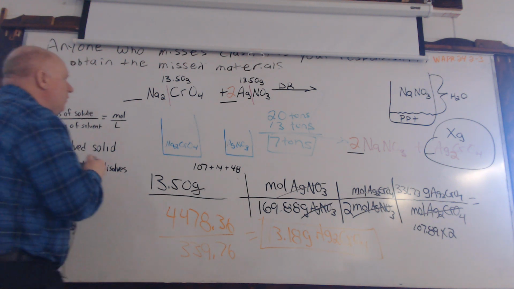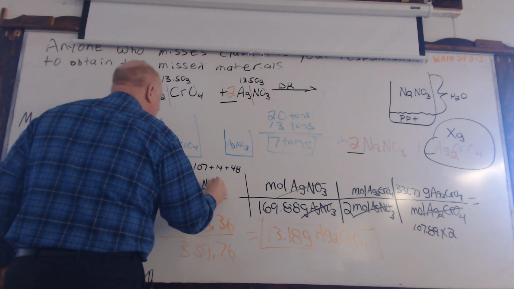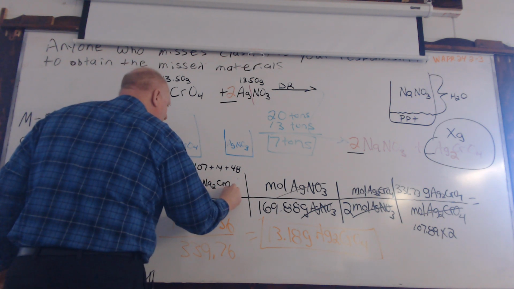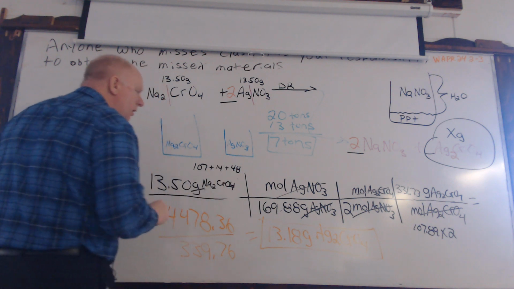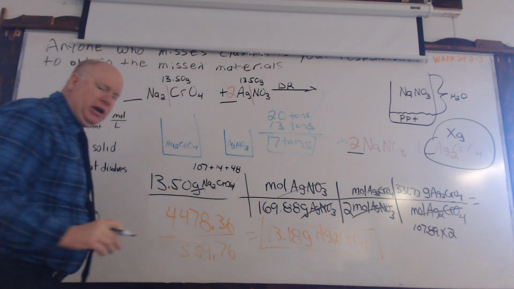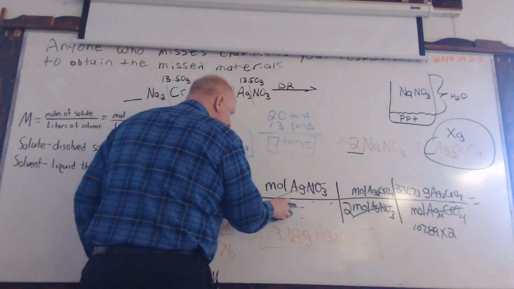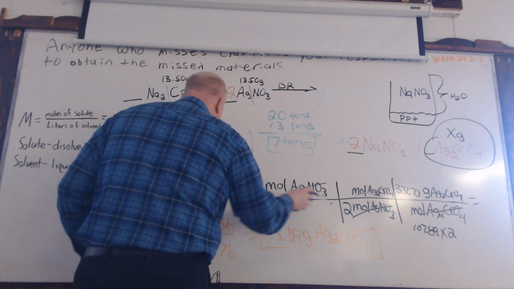So then we put all that number here in a 2 CrO4. Of course, this is the atomic mass for silver nitrate, so what we would need to do is change that to grams of sodium chromate.